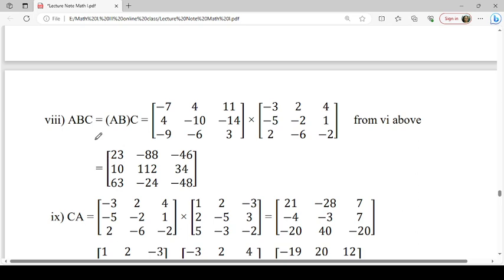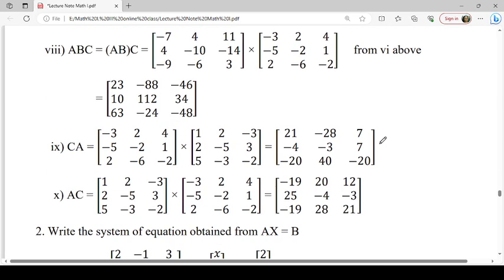Similarly, with A, B, C, all are 3 by 3, so we can have CA and AC. Here you see, CA is this value and AC is this value. They are not the same.